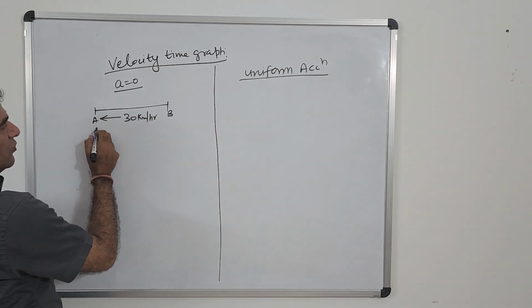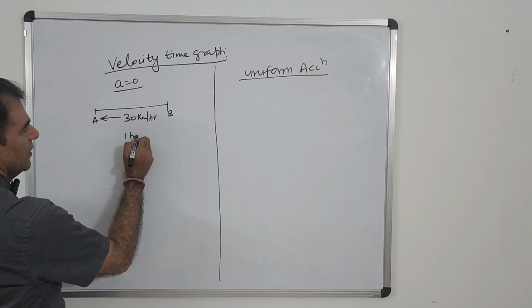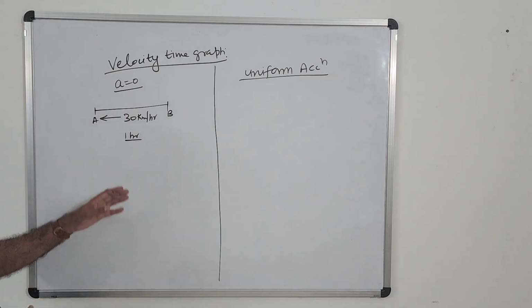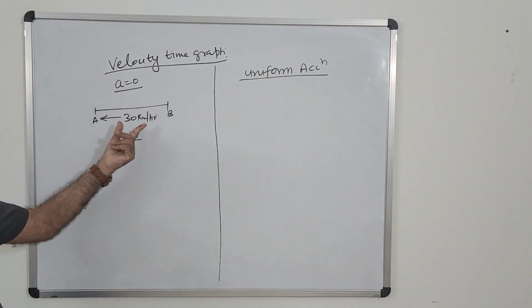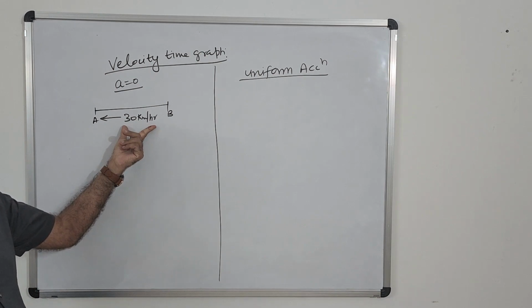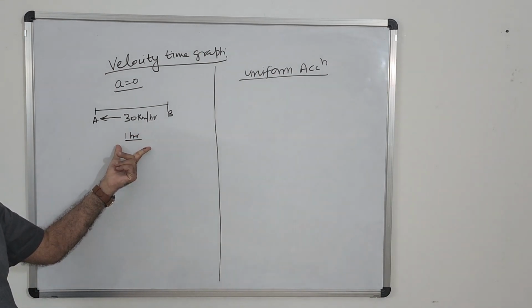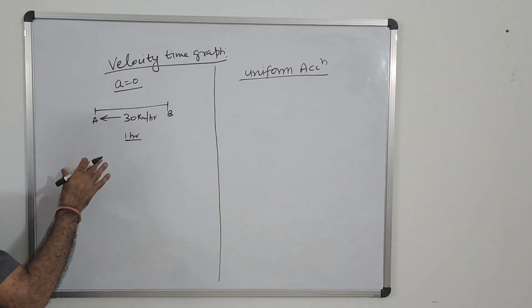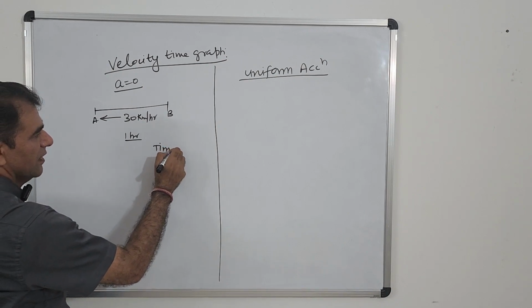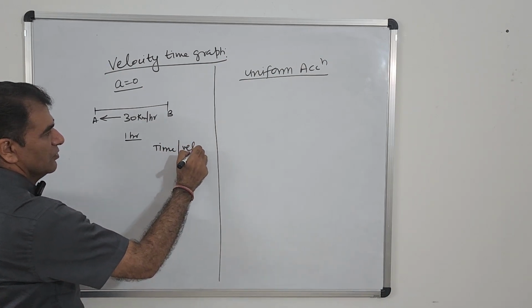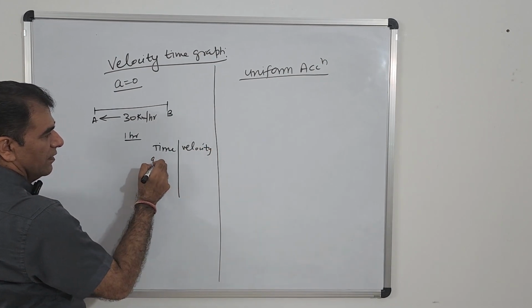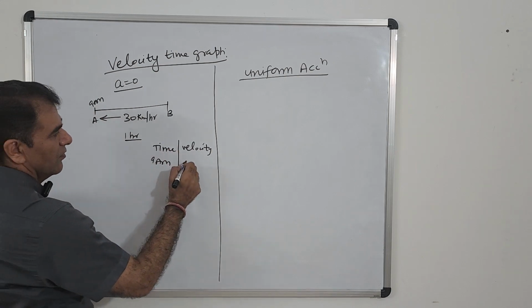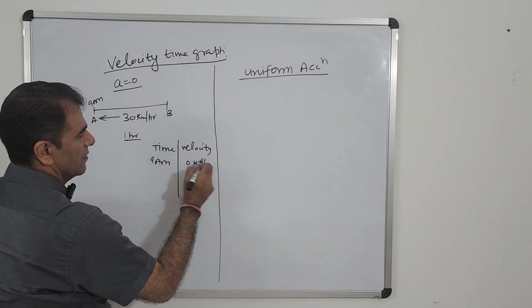Let the time from A to B be 1 hour. So it is simple that the velocity is 30 kilometer per hour and the total time taken is 1 hour from A to B. If we write it in the form of data, then we can write like this: time and velocity. At 9 a.m., at this point, he started his journey. Velocity is 0 kilometer per hour.